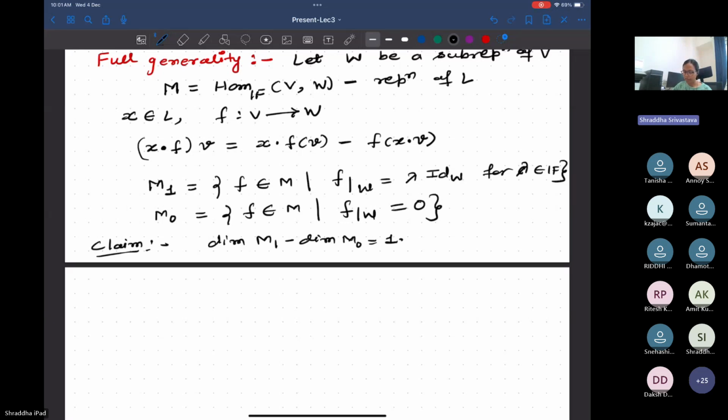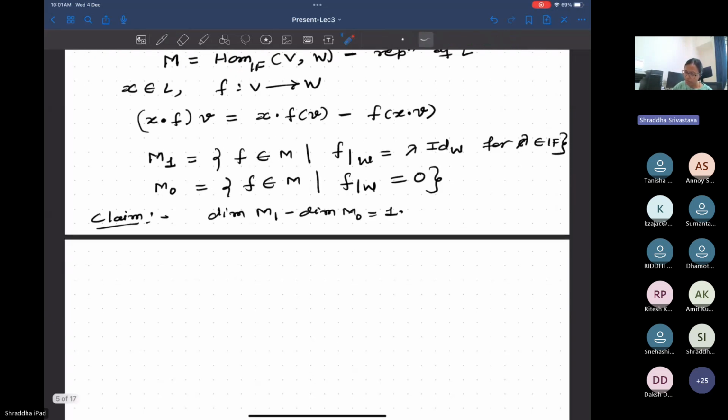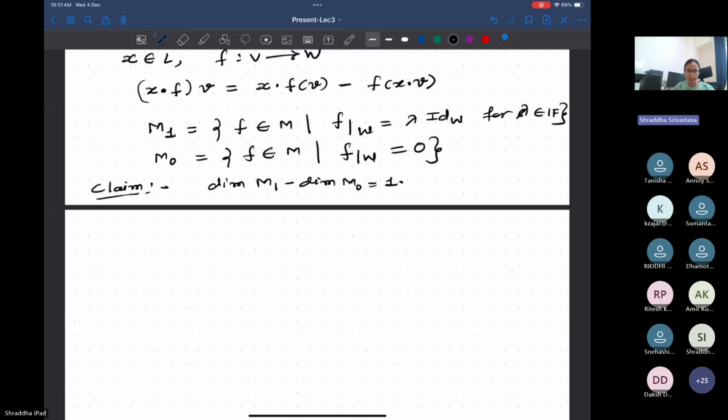Okay, so now we are in a setup. We have a subrepresentation M0 of M1, where M1 is a representation of a semisimple Lie algebra, and the codimension of M0 is 1. So I can use the previous case, where we have done the codimension 1 case, to obtain a complement. From the codimension 1 case, there exists a subrepresentation C inside M1 such that M1 is M0 direct sum C.